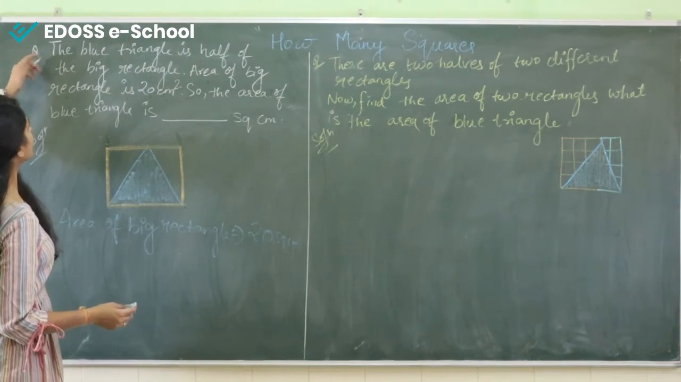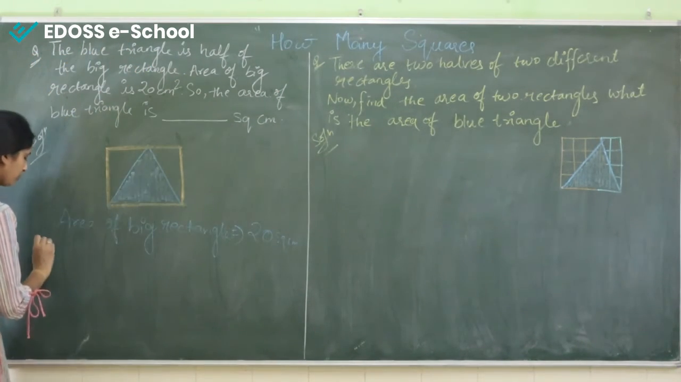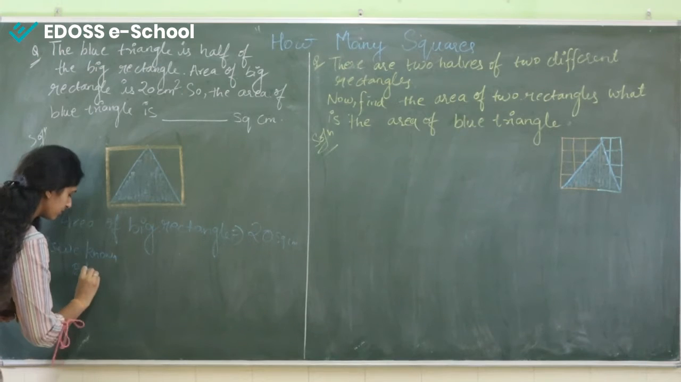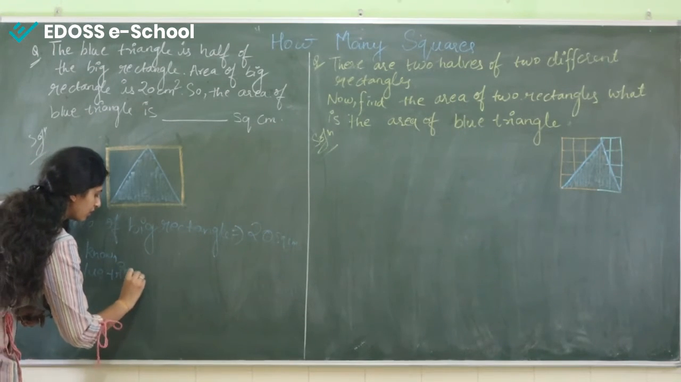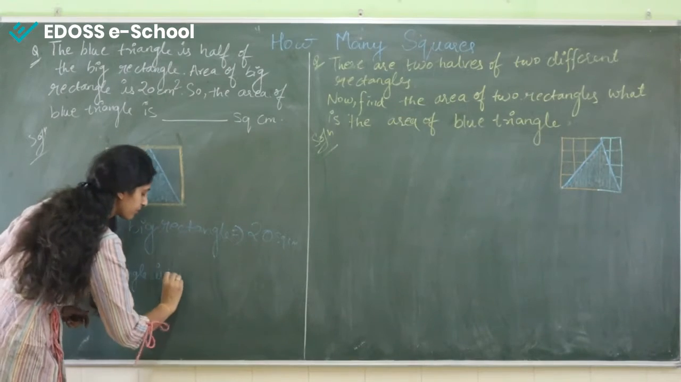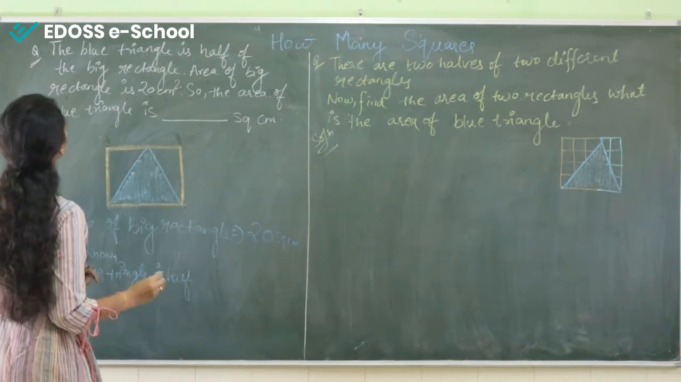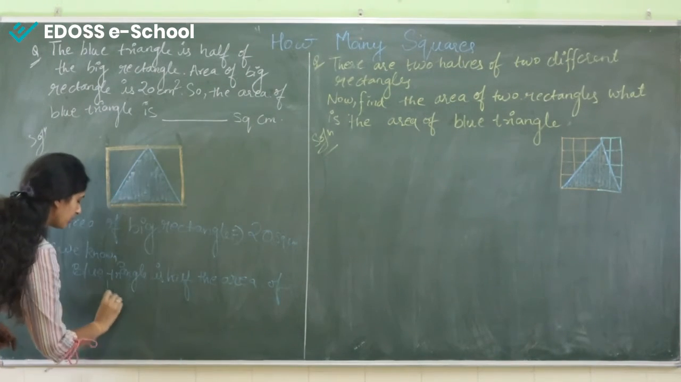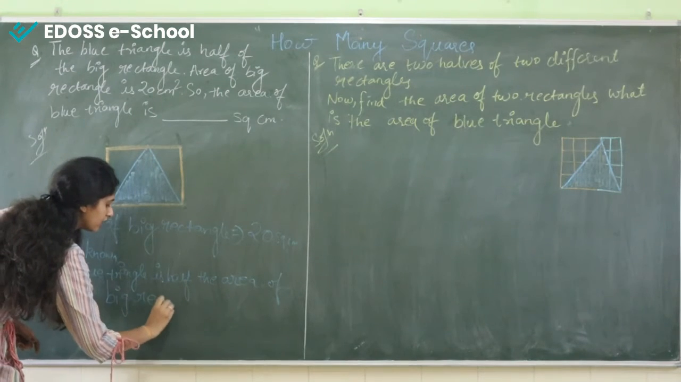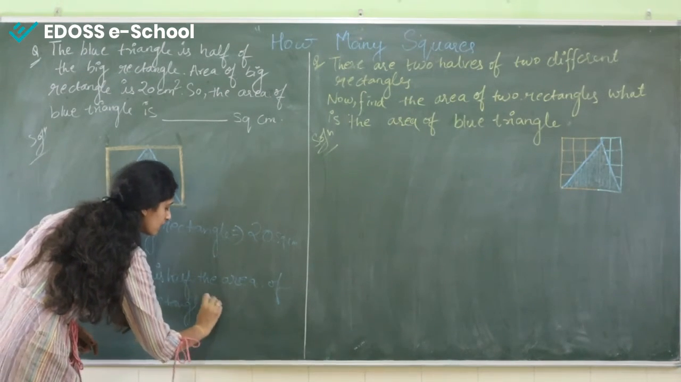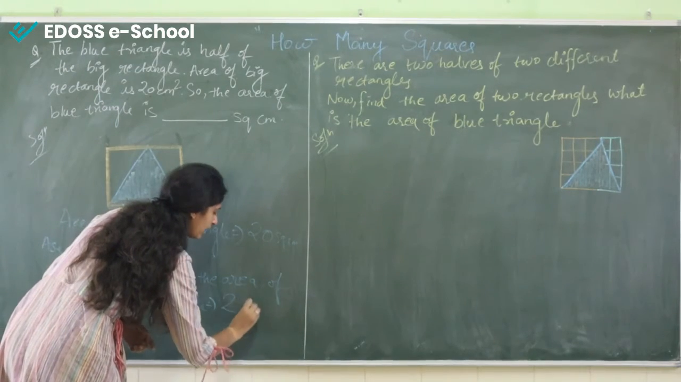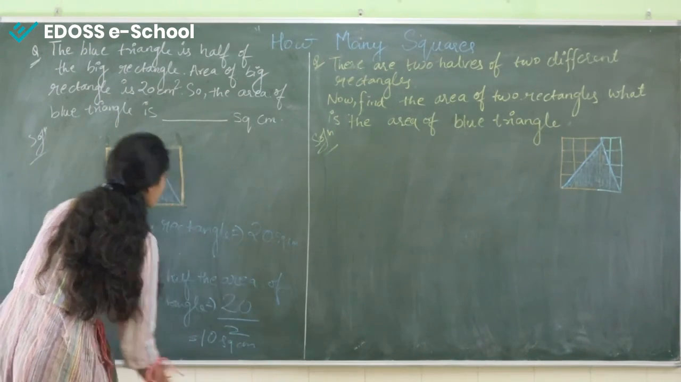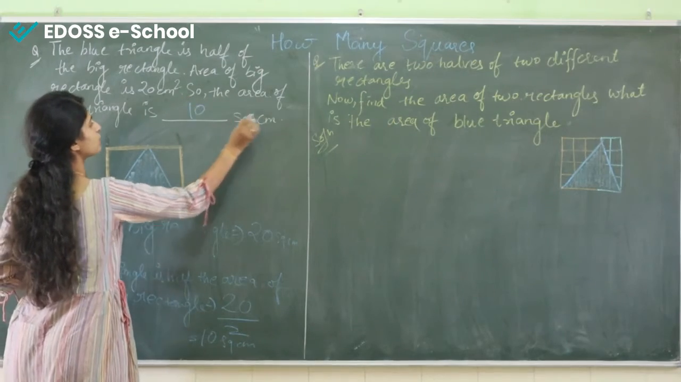So this is given in the question. The blue triangle is half the area of the big rectangle. So area of big rectangle is 20 and its half will be 10 square centimeter. So the area of blue triangle is 10 square centimeter.